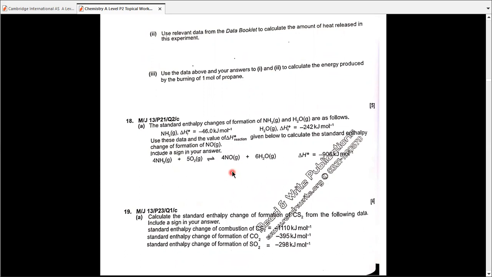Enthalpy change of formation. Okay. Both formation values are given. NH3 is given. H2 is given. We're supposed to find NO. Okay, let's try this one. Since this is also a formation question, but there is a small trick in the question. That's why I'm allowing you to do so. So go ahead, try this one out.